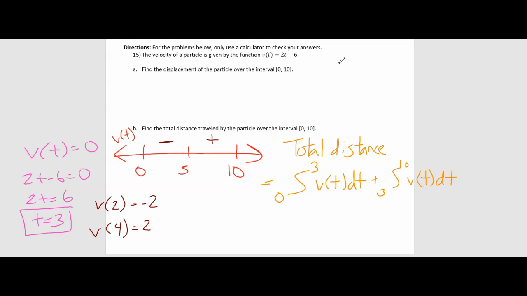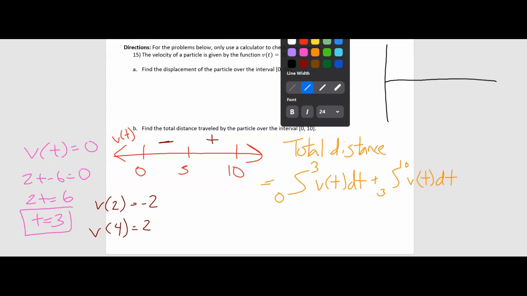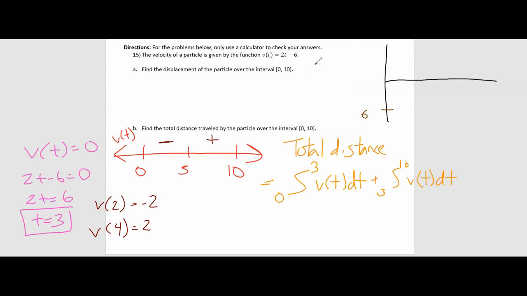Because when I looked at this function originally, so let me sketch that out again. It looked something like this. So one of our areas is going to come out to be negative if we do that integral, and one of those is going to come out to be positive. But for total distance, I don't want to count those areas as negative, right? Because distance is always going to be positive.